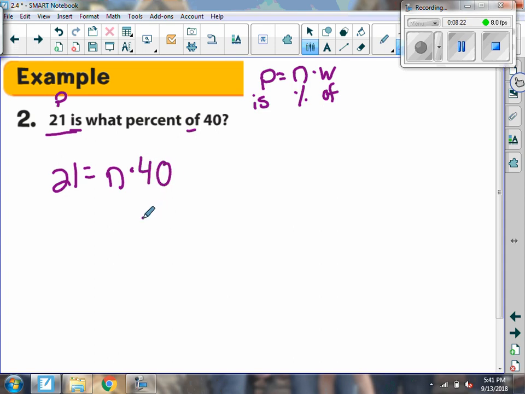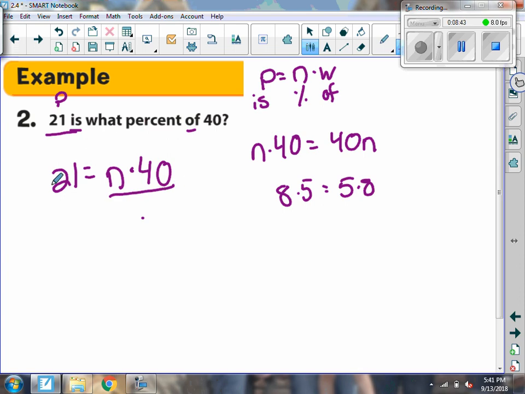So we've got to get n by itself. So n times 40 is the same thing as 40n, just like 8 times 5 is the same thing as 5 times 8. It doesn't matter what order you multiply in. So when you see it like this, n times 40, don't get confused. We still are doing the exact same thing. The opposite of multiplication is division. So I have to divide both sides by 40.